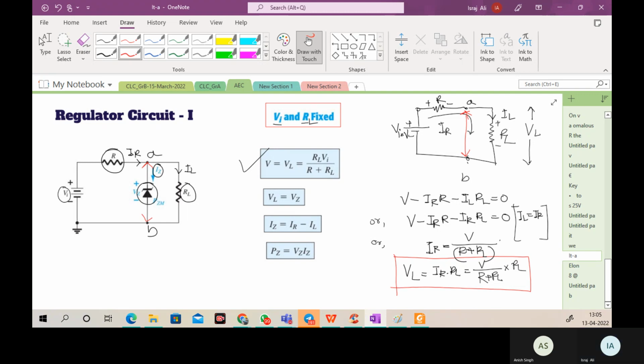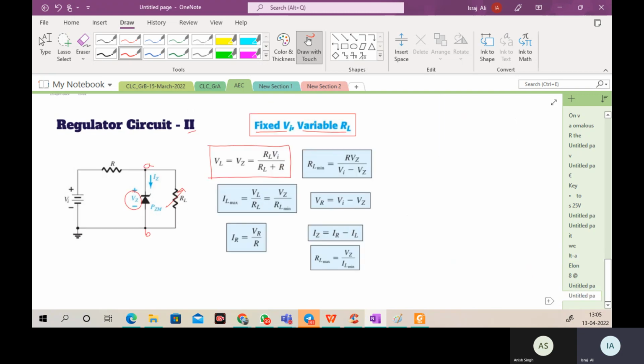Look here. Now come to this problem. This is the basic designing equation for the regulator. What they are asking about is the variable RL, from minimum RL to maximum RL. So what is the tolerance for that? We need to determine it. For that, we need to find the minimum value of RL for which the diode is on.